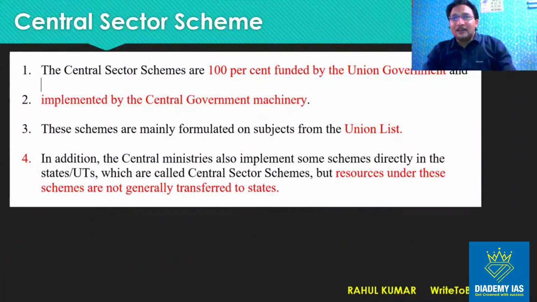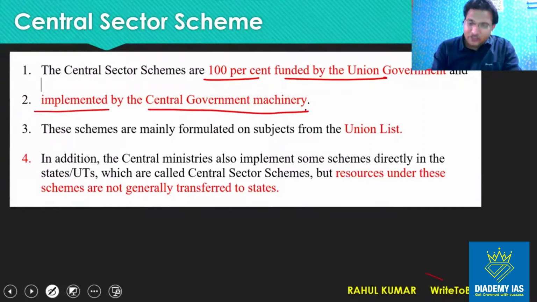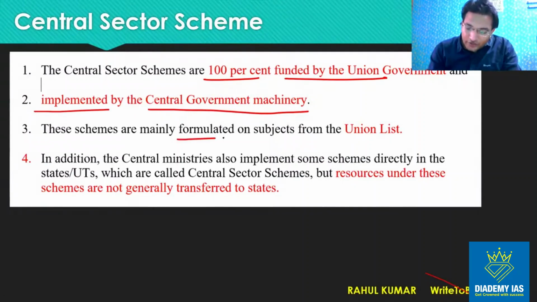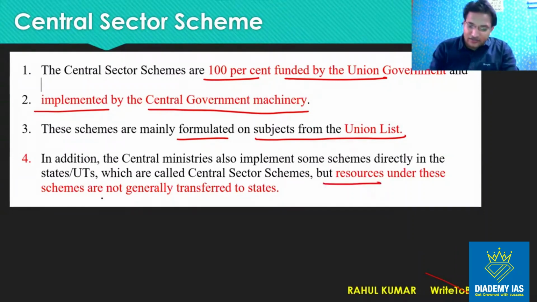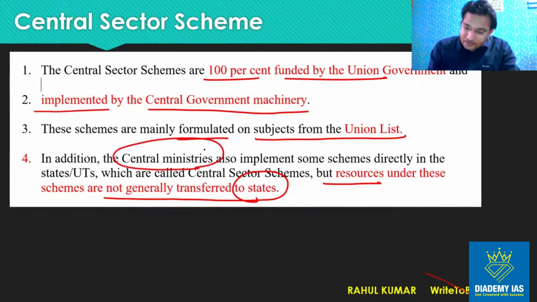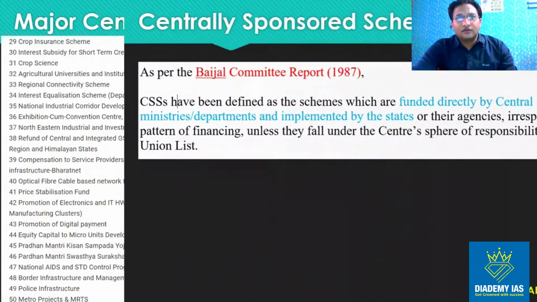So you can see central sector schemes are those which are 100% funded by the union government, implemented by central government machinery, and these schemes are formulated on subjects from the union list, right? And the resources are not generally transferred to the states. The resources are generally given to the central ministries who implement the schemes, right? So central ministries get the fund and they utilize it under their own guidance. The money is not transferred to the state under these schemes. So these are the various central sector schemes.